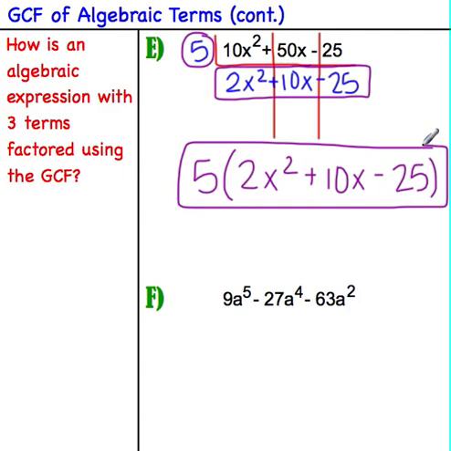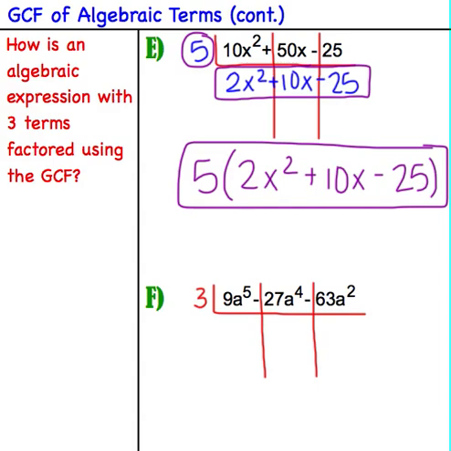One more example we got for you. We got 9a to the 5th minus 27a to the 4th minus 63a squared. So we go ahead and draw in our boxes. And I know that all 3 of these have a 3 in common.